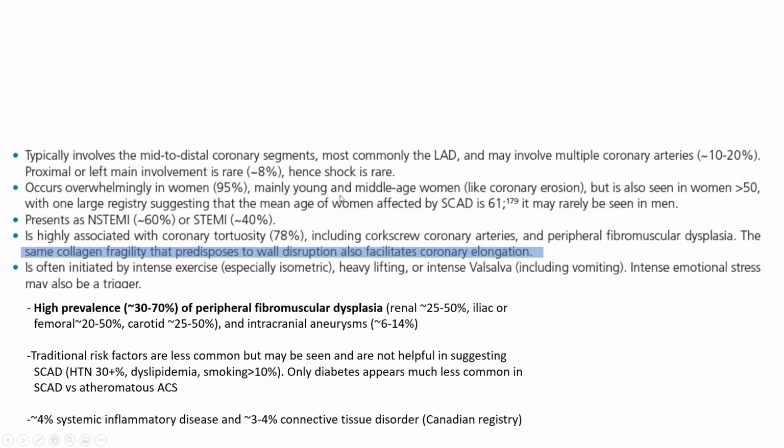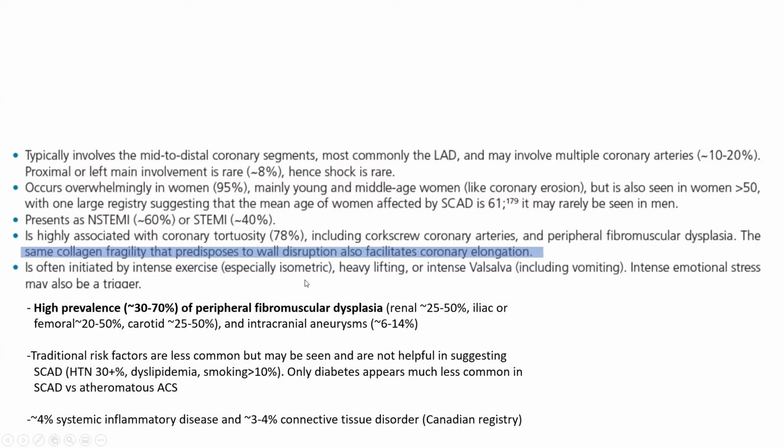It's overwhelmingly in women, mostly middle-aged women in that 40 to 50s range, but it's also seen in women over 50, and in one large US registry, it was suggested that the mean age of women affected by SCAD is 61. So it may be seen in women in their 60s. It is rarely seen in men. It presents 2/3 non-STEMI, 1/3 STEMI and total occlusion. It is highly associated with coronary tortuosity. And to me, that's really a quintessential feature, including corkscrew coronary artery and a lot of overlap.